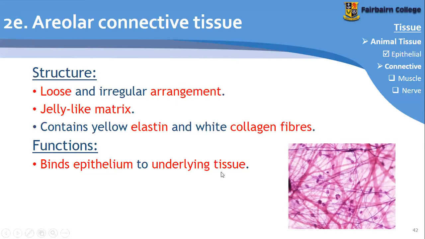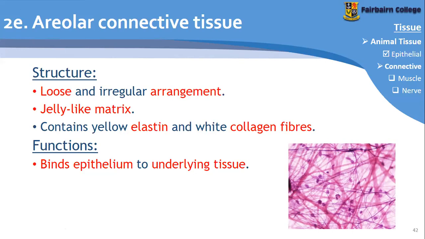Here again, the structure is loose and irregular. It has a loose and irregular arrangement. You can see over here there's no rhyme or reason to how this looks. It just looks like a bunch of fibers flopped on top of each other. And that's basically what areolar connective tissue is.